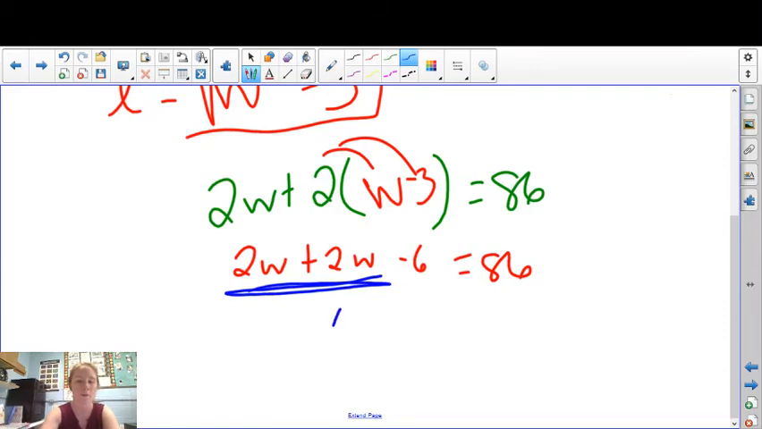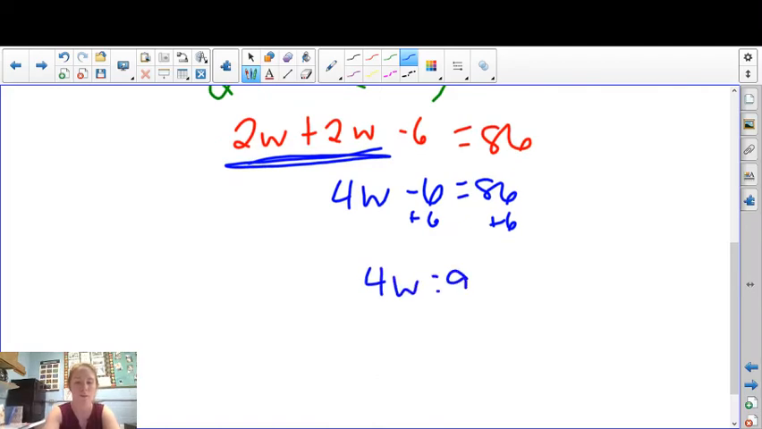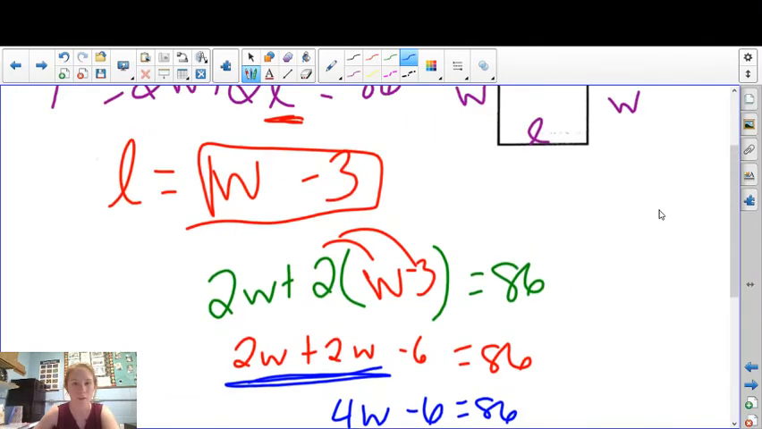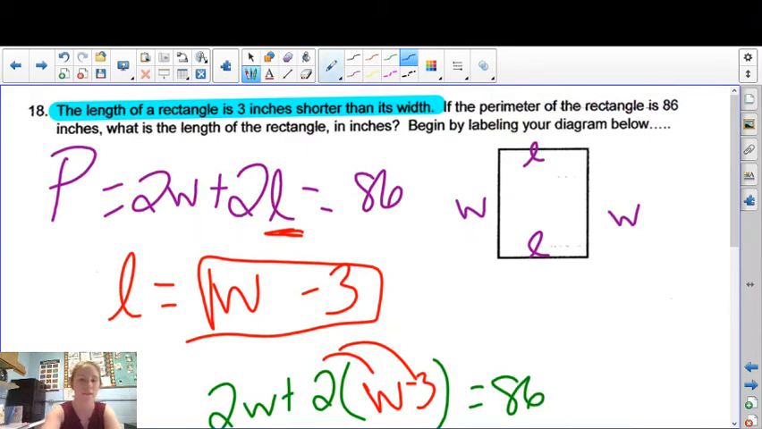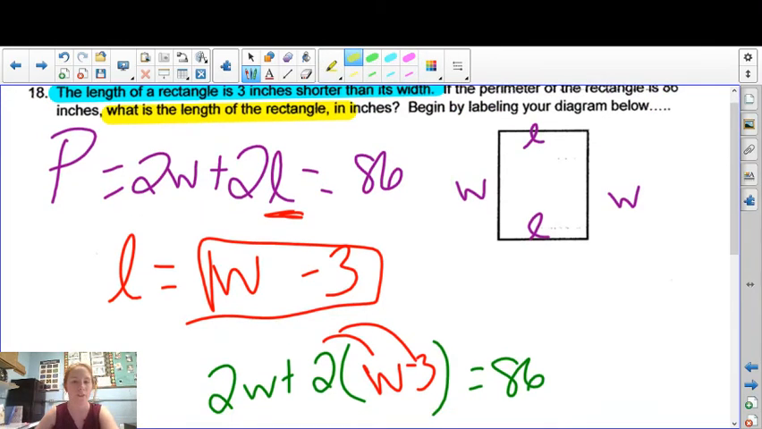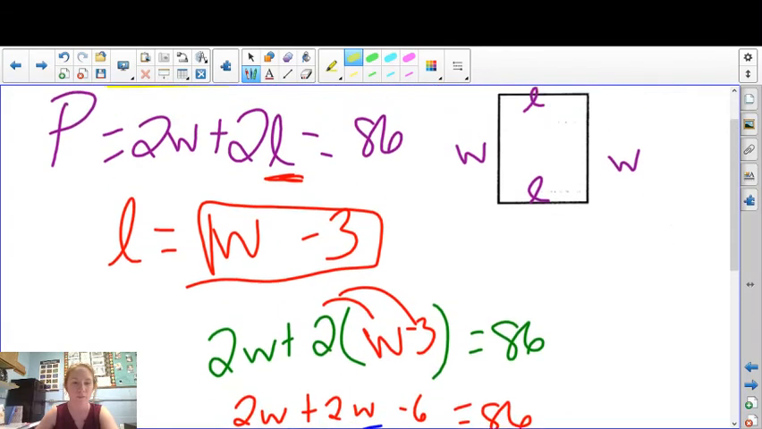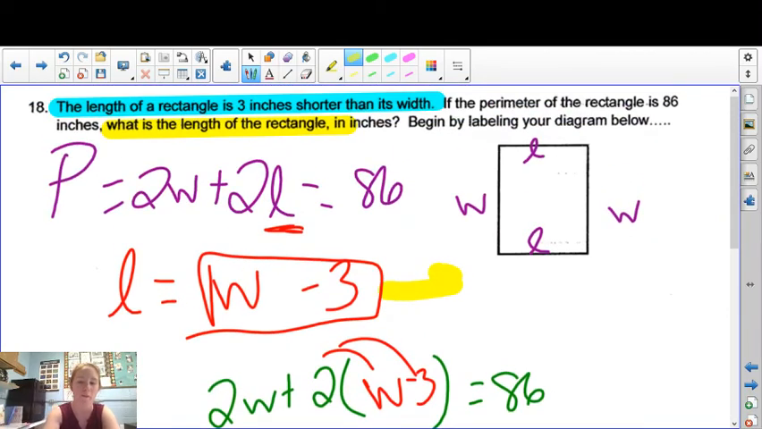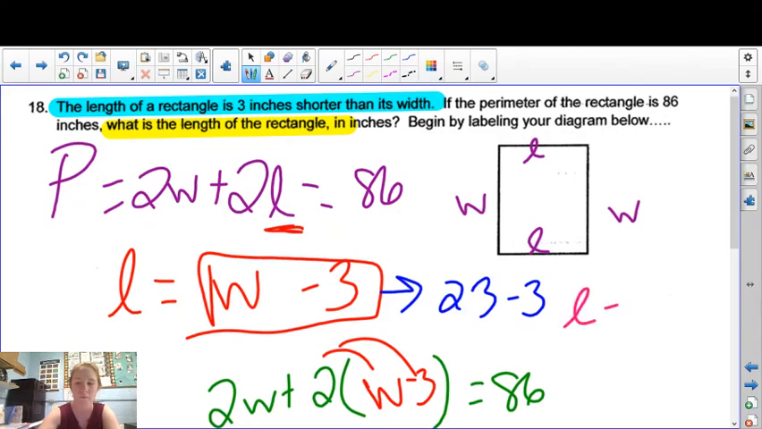We're going to combine our W's, so I have 4W. We're going to add our 6, which gives me 92. And 92 divided by 4 is 23. And it asked me for the length, so right now I've discovered the width. I would need to go back and find the length. Now that I know the width is 23, I take my 23 minus 3. So the length of this rectangle is equal to 20 inches.